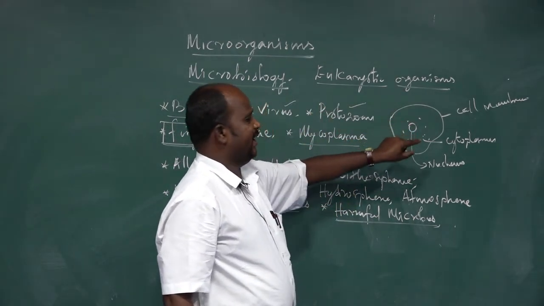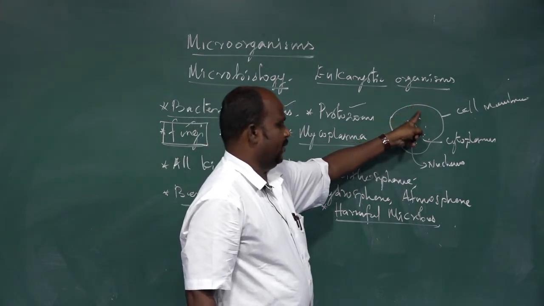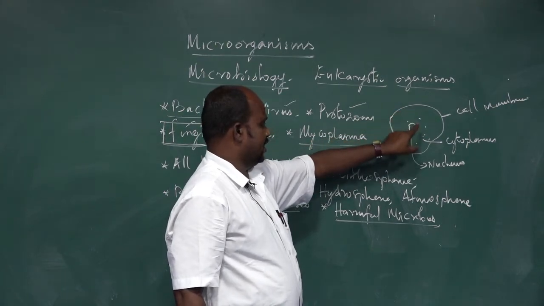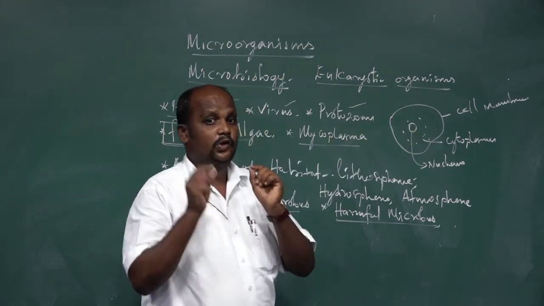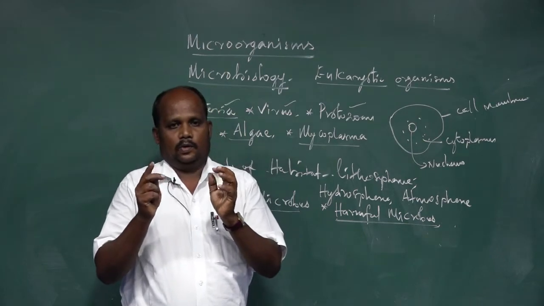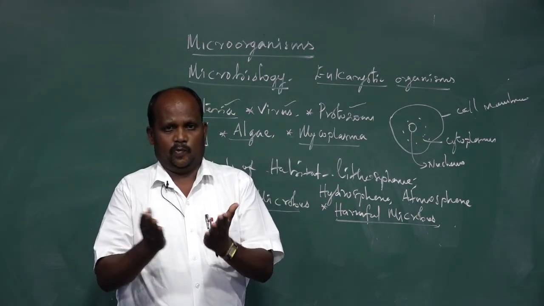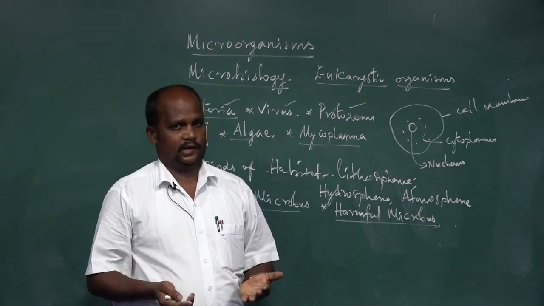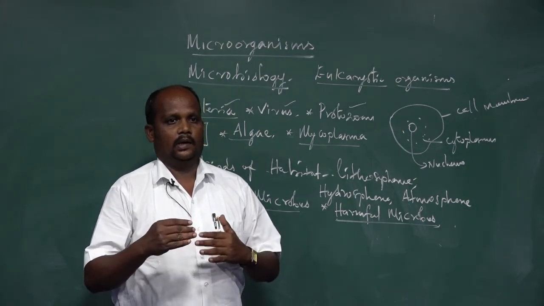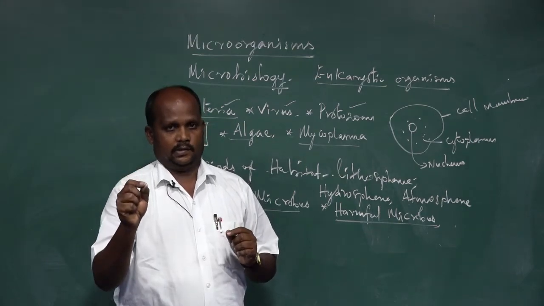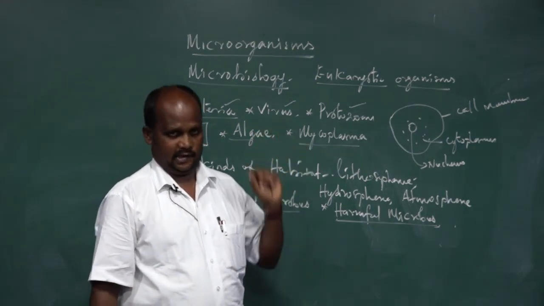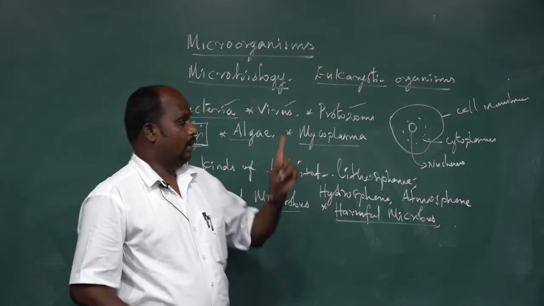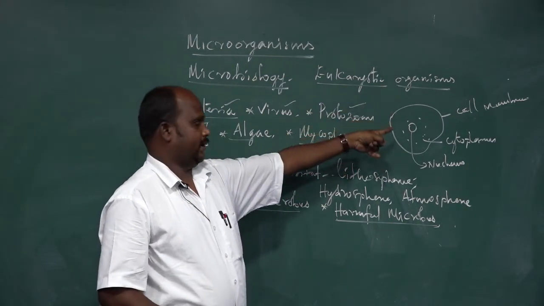All the fungi cells have a cell membrane, and a cell wall is actually present also. The central part of the cell structure is the presence of a nucleus. That nucleus structure we can observe under the microscope appearing very clearly. That is called a eukaryotic organism. Oppositely, bacteria is a prokaryotic. What is the difference between prokaryotic and eukaryotic?